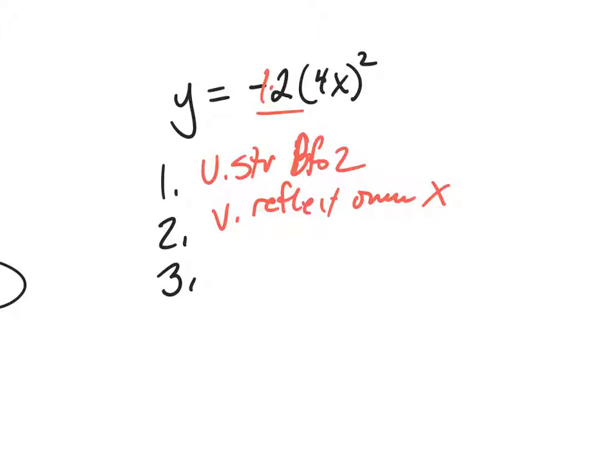Number 3, we go to the inside and we got the most dangerous one. I hope you remember this. Because kids go, horizontal, stretch by factor of 4. What is it actually? Horizontal shrink, factor of what? 1/4. Very good. I'm going to fix that.